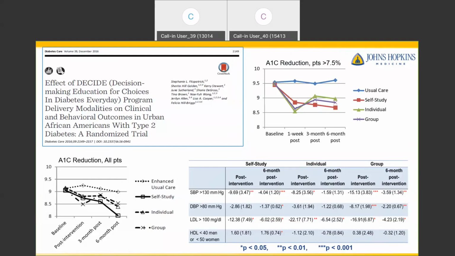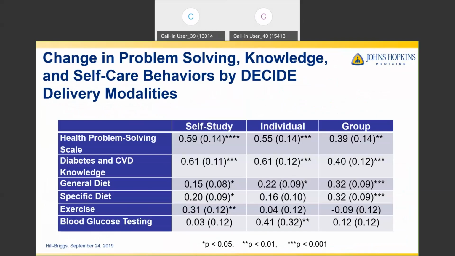And when we looked at patients who had A1Cs above 7.5, you see they really were starting at 9.5. We were able to see very significant reductions despite modality. And just like in DPP, if you're engaging people in lifestyle behavior change, even if the original goal is glucose, you will very often also be able to see benefits in blood pressure and lipids. And behaviors. Behaviors, of course, are the mediator.